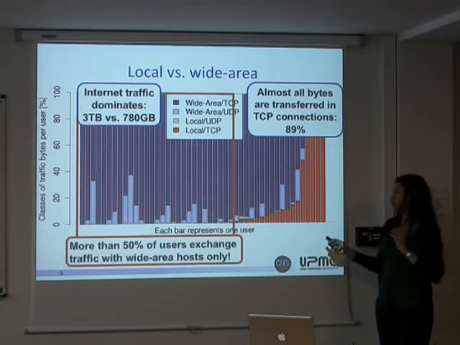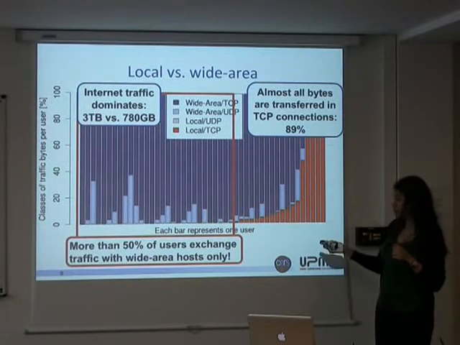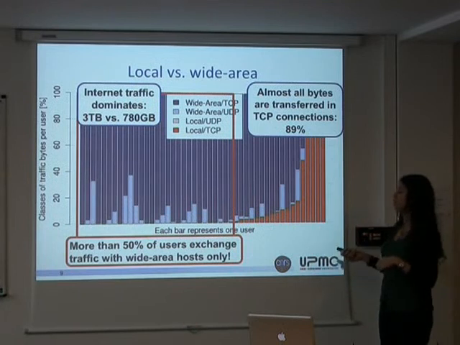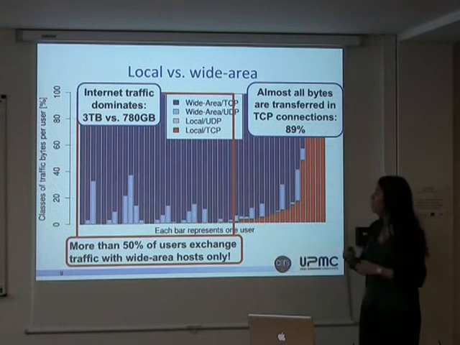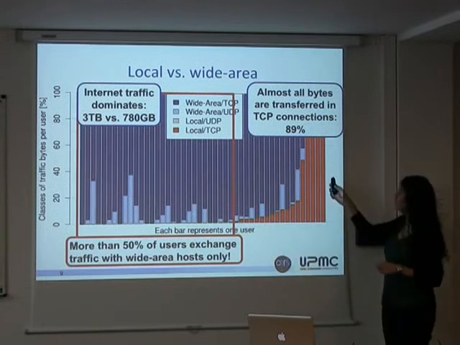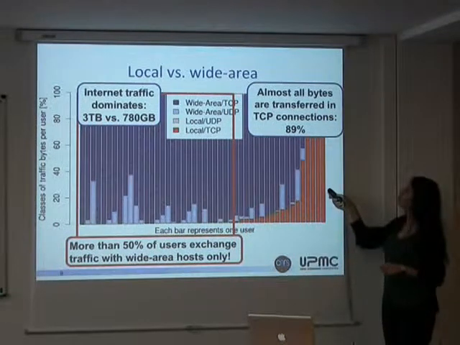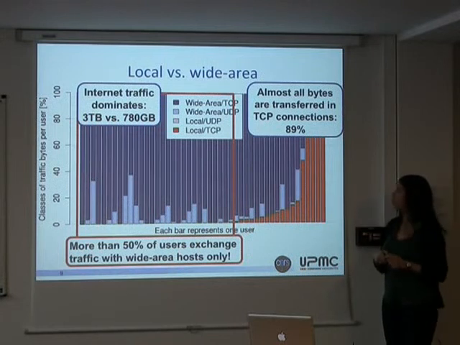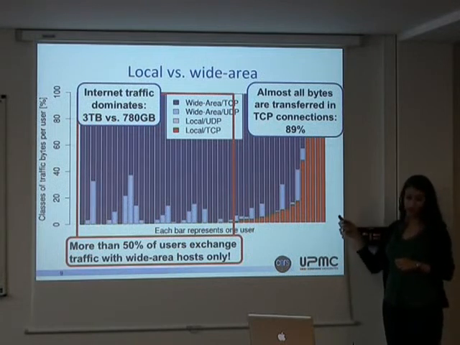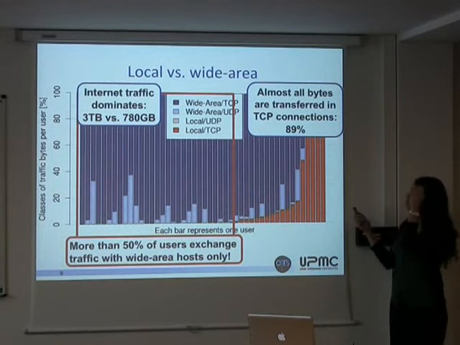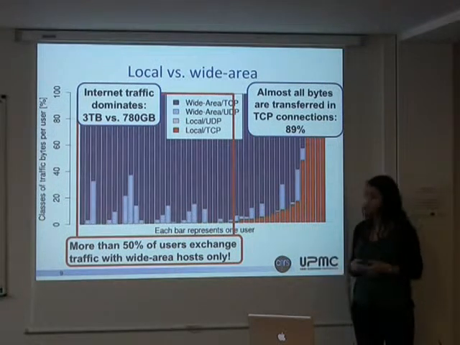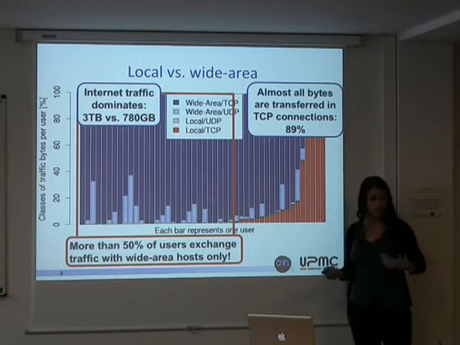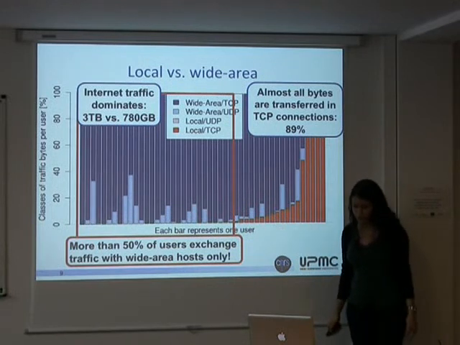Finally, half of the users only exchange traffic with wide area hosts. So we can see that in here from this figure. And also, you can note that this rightmost users transfer more bytes locally than wide area. And when we dig into that, it is mainly network file system. So maybe users are just watching videos or listening to music from a network storage.